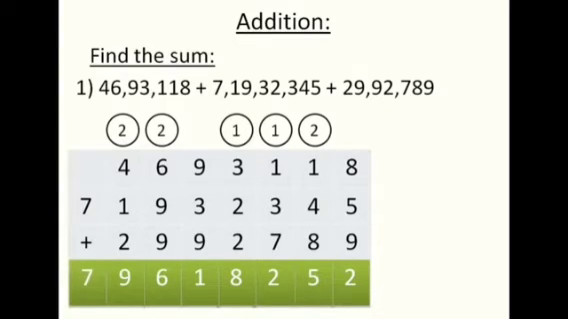Now you can see the sum. So please write down the final answer. So the answer is 7961825.